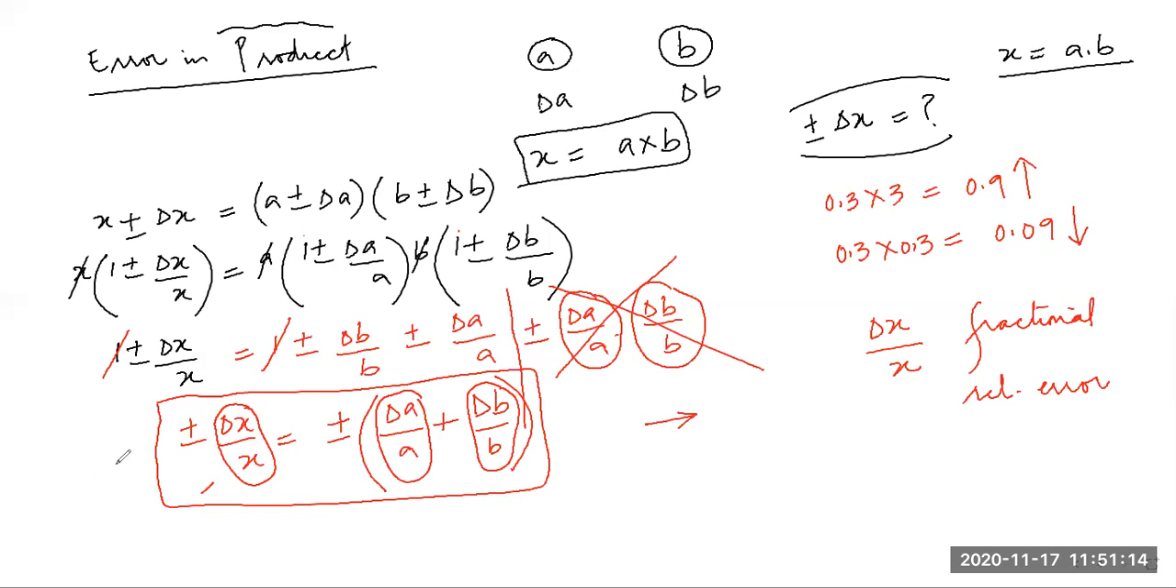Ishma, can you repeat this quickly? Then I go to quotient. Can any student repeat this? When we multiply two measured quantities with some errors in their measurement, the resulting fractional error will be the sum of the fractional or relative errors of A as well as B.